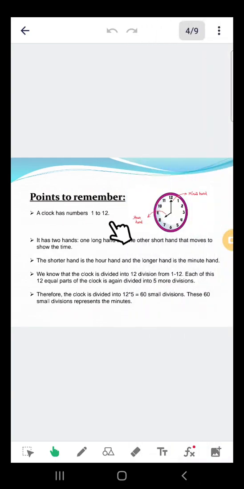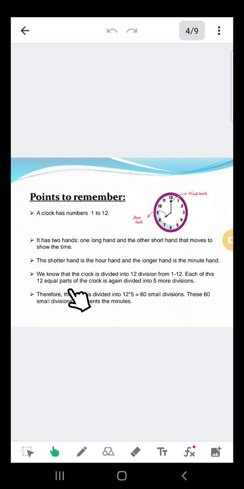A clock has numbers 1 to 12. It has two hands, one long hand and the other short hand that moves to show the time. The shorter hand is the hour hand and the longer hand is the minute hand. We know that the clock is divided into 12 divisions from 1 to 12.